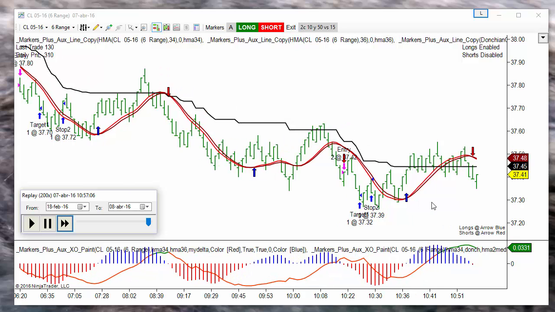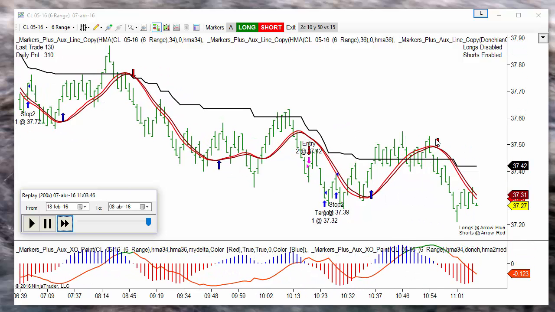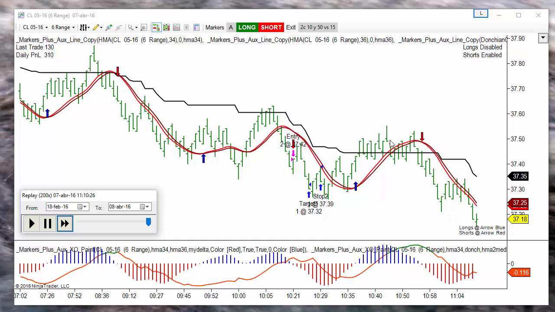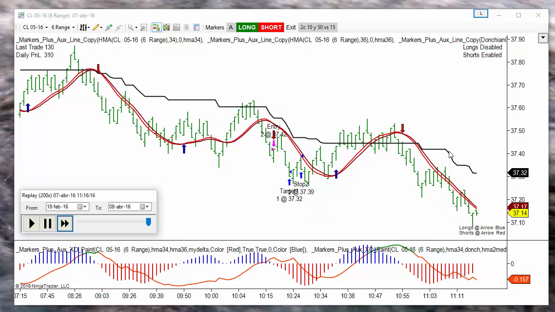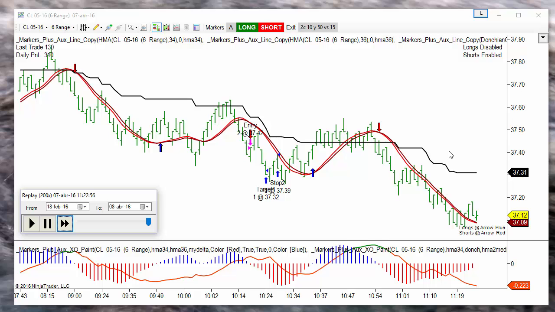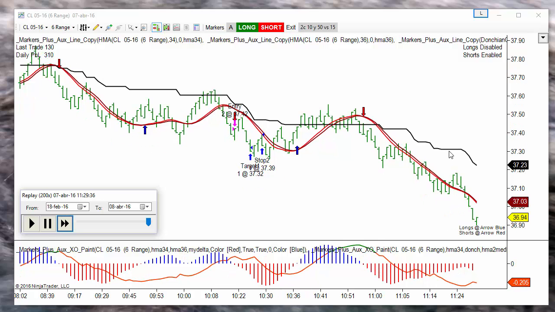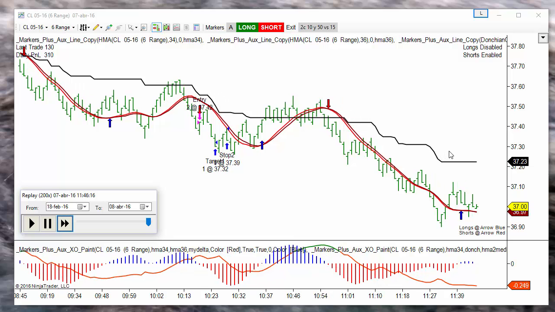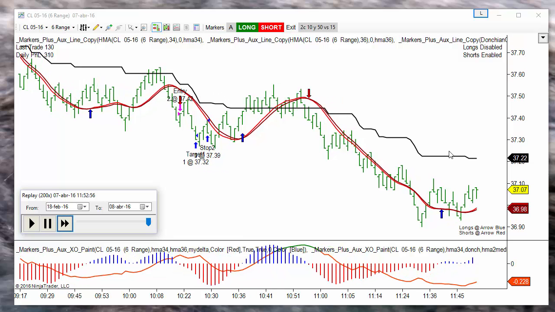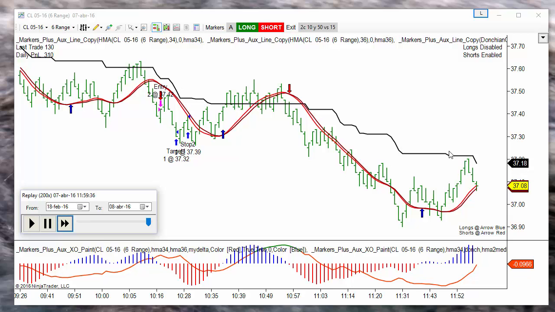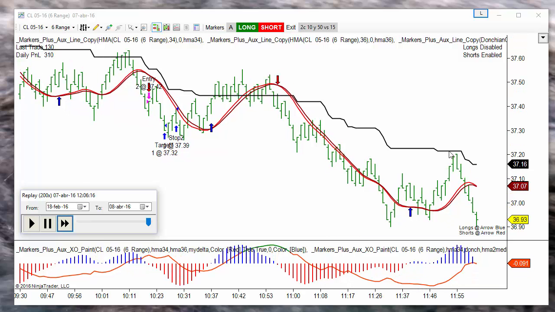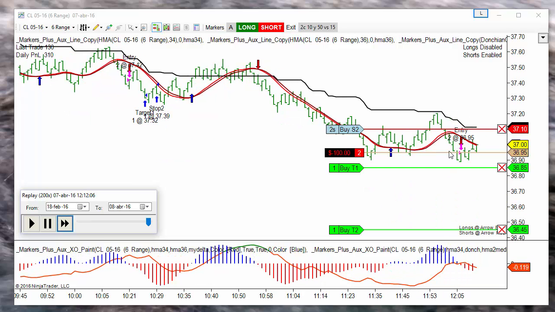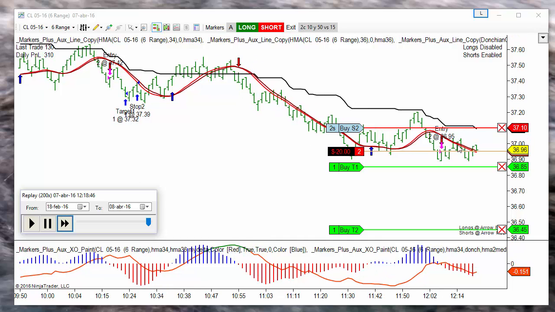A long signal, but below the black line, so it was avoided. This short happened over the black line, so it was avoided too. In this example, the pullback was too big. This long was avoided. Order filled. And now we are taking this short.